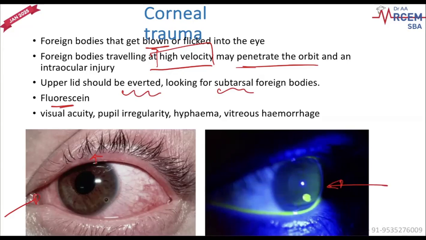In the slit lamp examination, they say something is there, doctor. Something is irritating my eye. Something went into my eye. Just put some dye and observe in a slit lamp. You can easily observe the foreign body. The foreign body will take up the dye and it will appear bright in color.